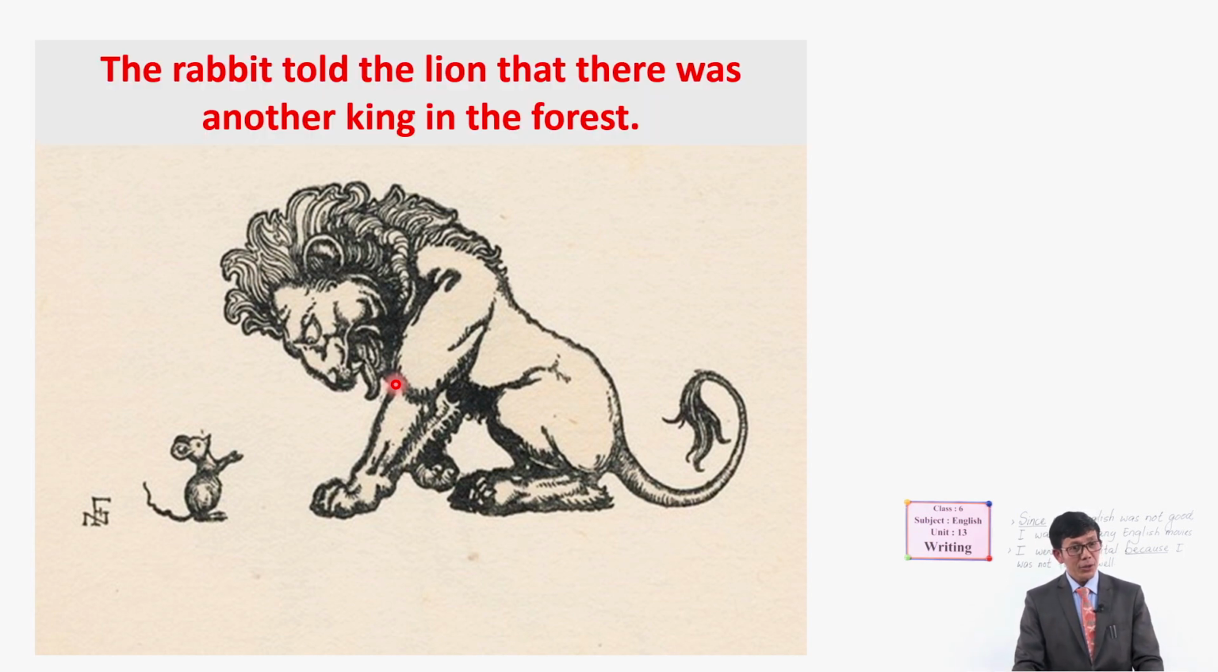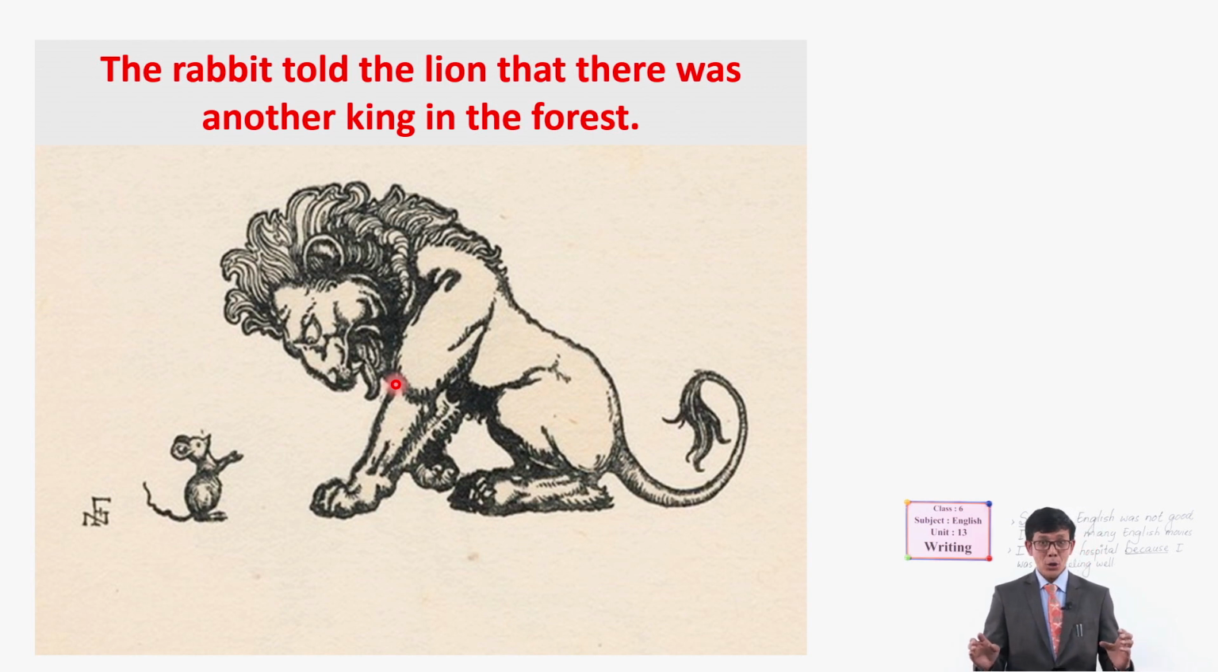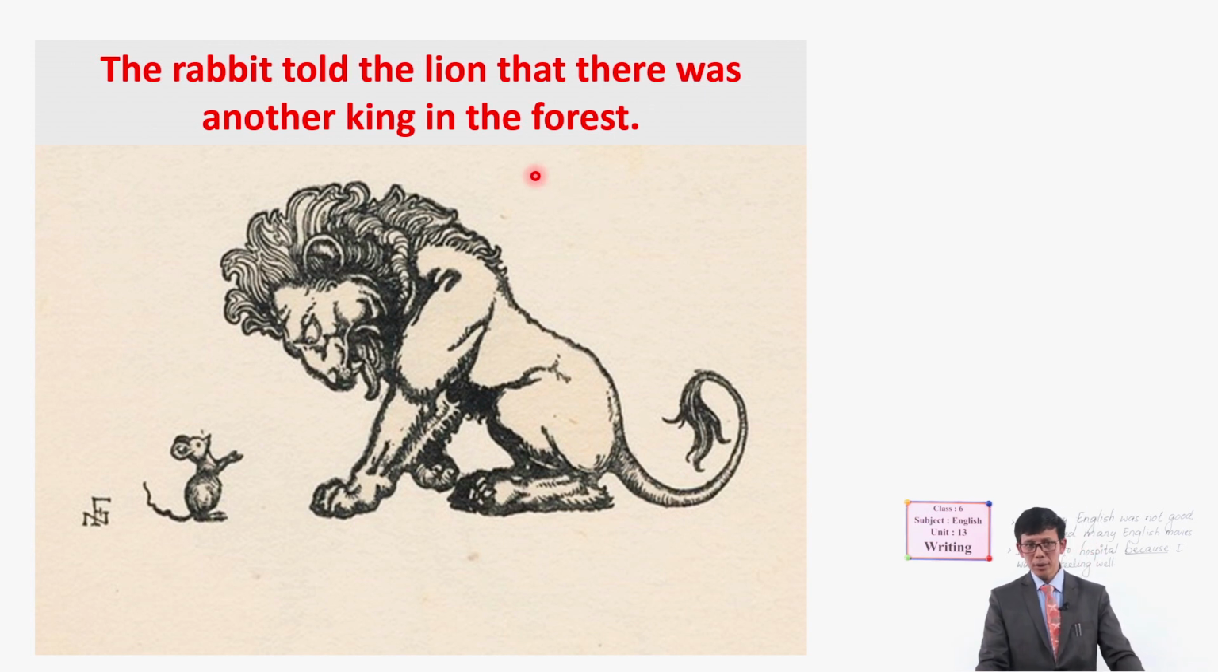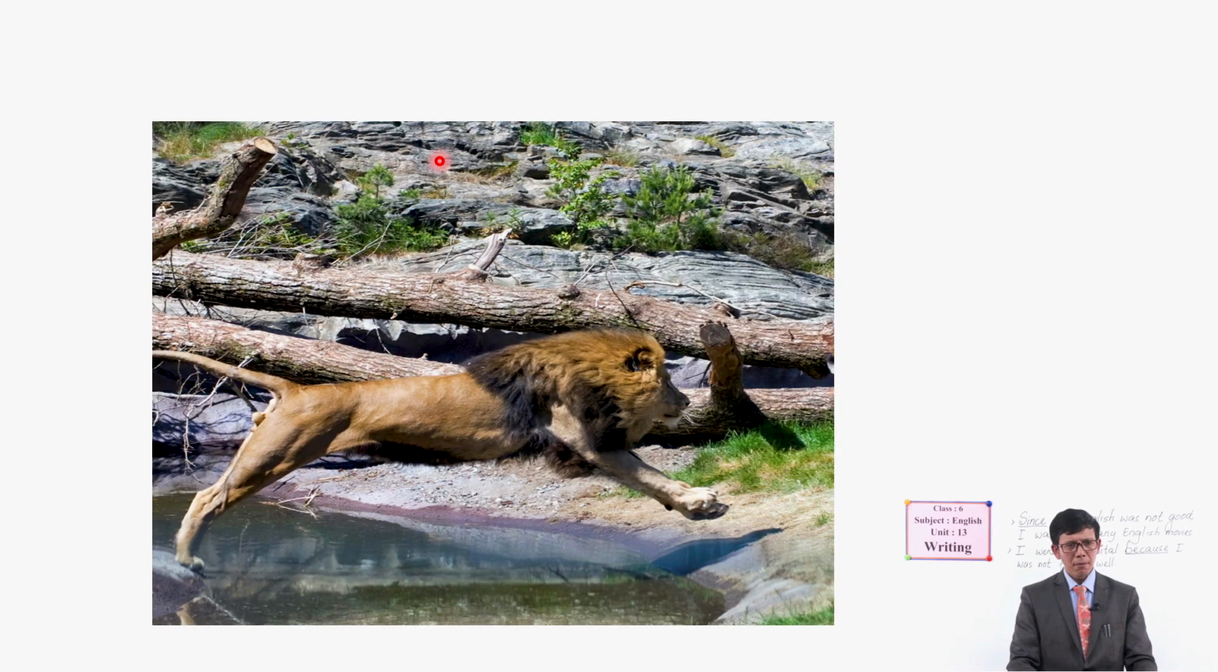So the rabbit told the lion that there was another king in the forest. Okay, look at this. What the rabbit told the lion: that there was another king in the forest. Then what happened? What did the lion say? Because the lion was the king of the forest. But the rabbit told there was another king in the forest. So look at this. What did the lion do then?